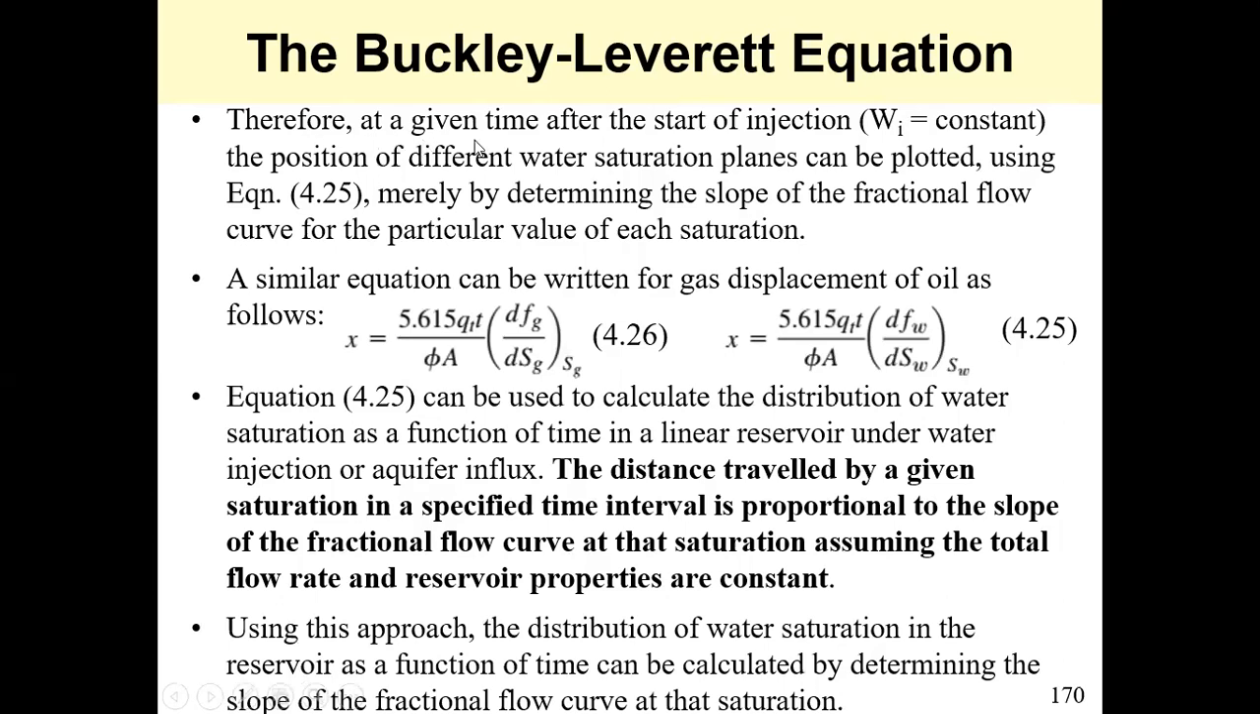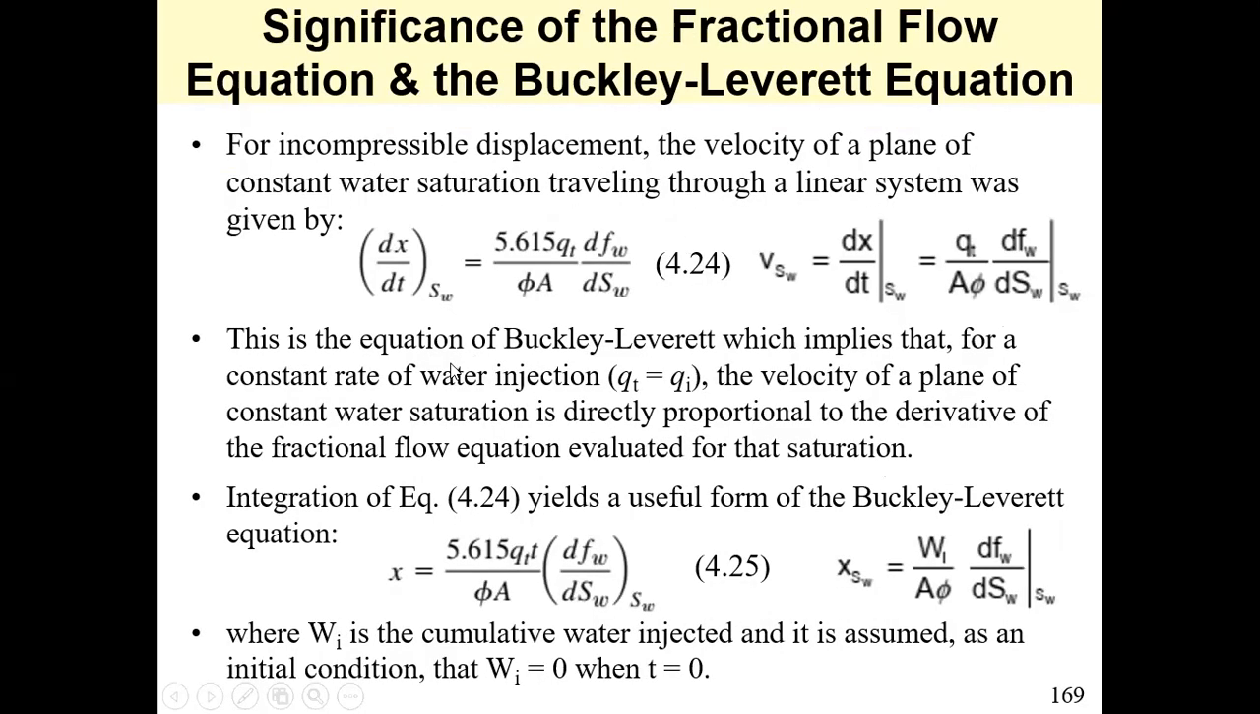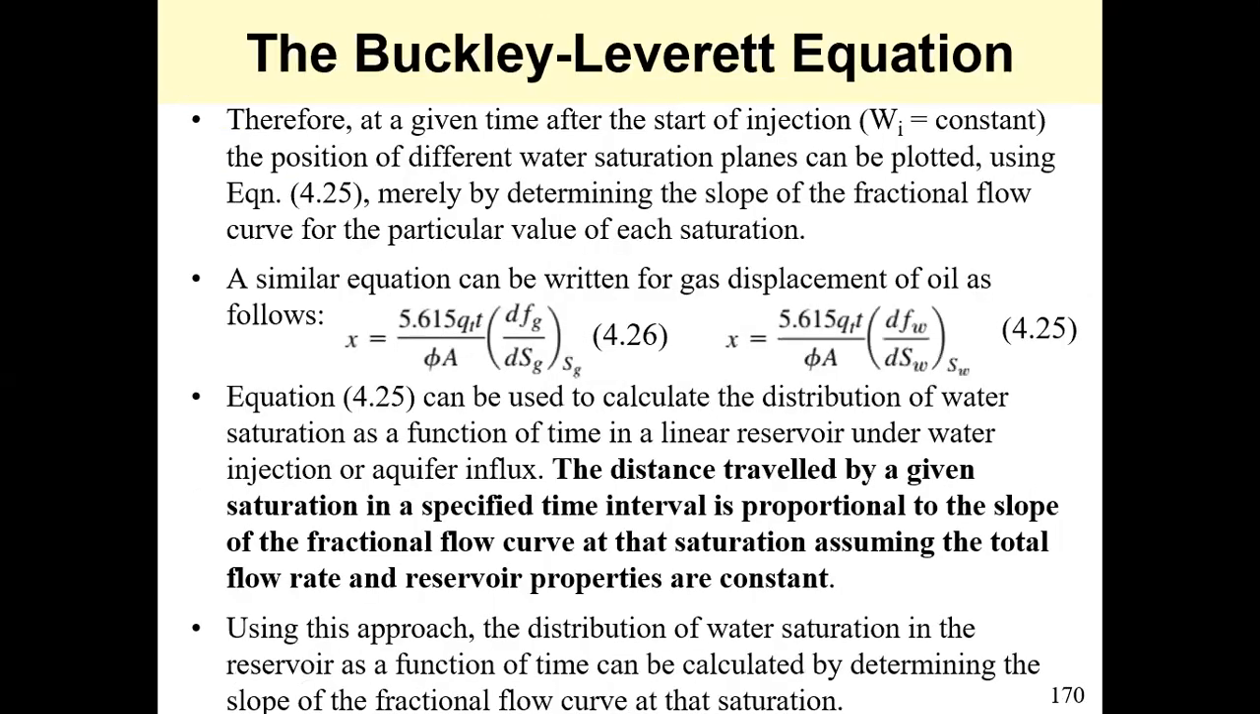So therefore, at a given time after the start of injection, the position of different water saturation planes can be plotted using equation 4.25, merely by determining the slope of the fractional flow curve for a different saturation. And that's why we mentioned here that the distance or the velocity of the constant saturation plane is a function of the derivative of the fractional flow of water evaluated at the given saturation.